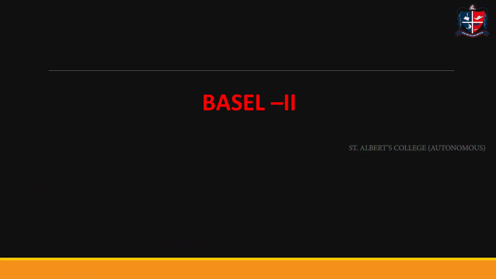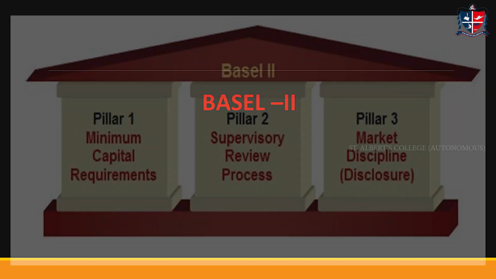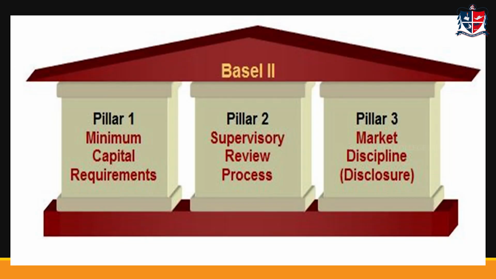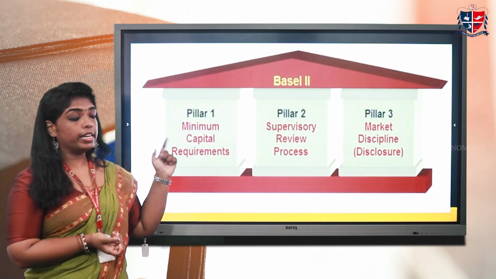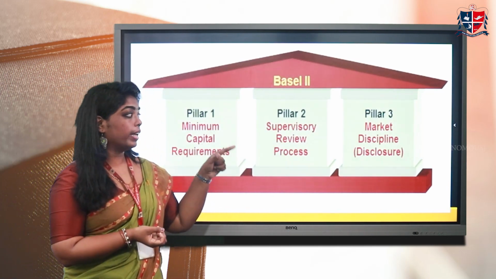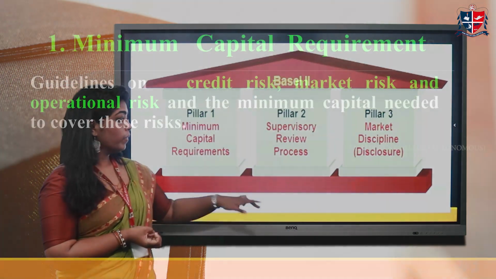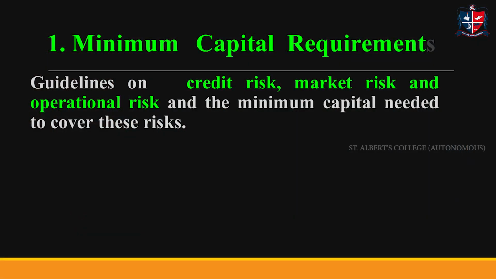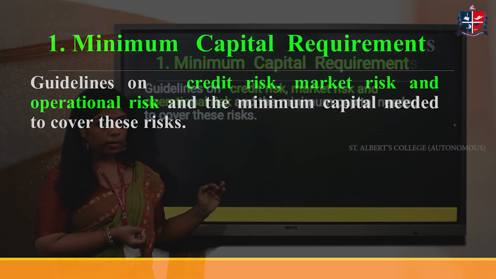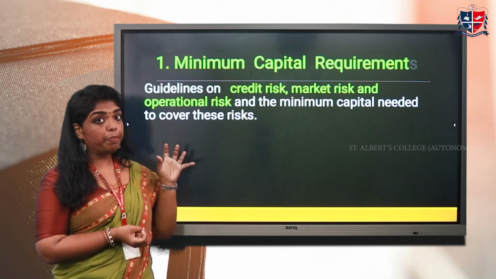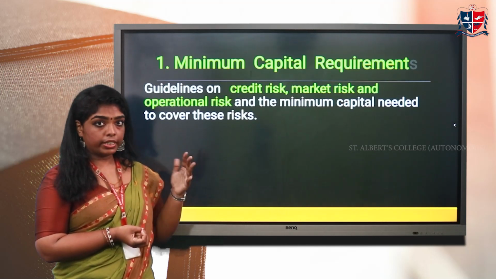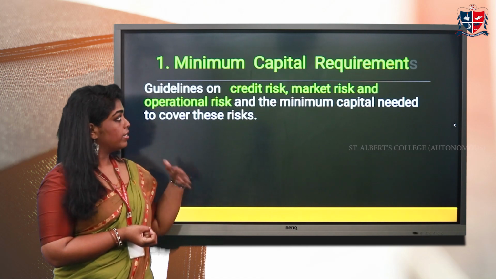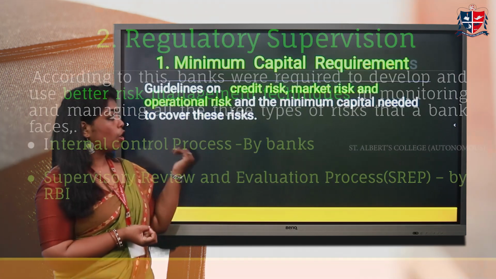It is a criterion. And regarding Basel 2 norms, Basel 2 again has 3 pillars. Pillar 1 is minimum capital requirements, pillar 2 is the supervisory review process, and pillar 3 is market discipline or disclosure. With respect to minimum capital requirements, all banks are supposed to maintain a minimum capital as a measure to reduce risks such as credit risk, market risk, and operational risk.